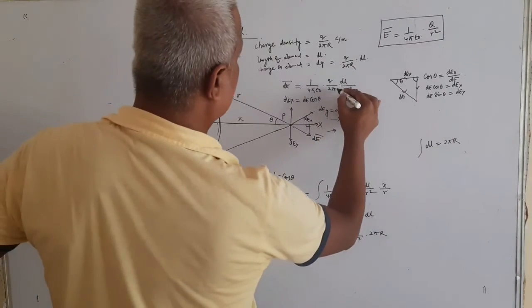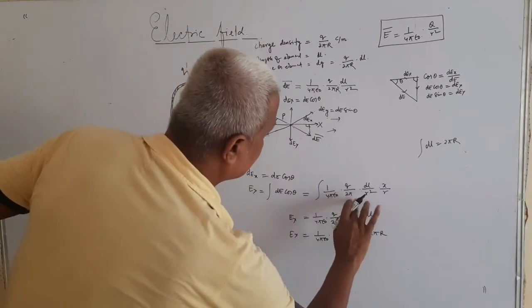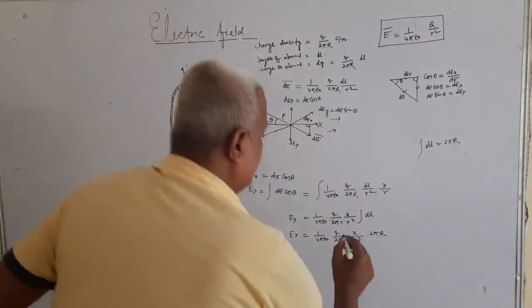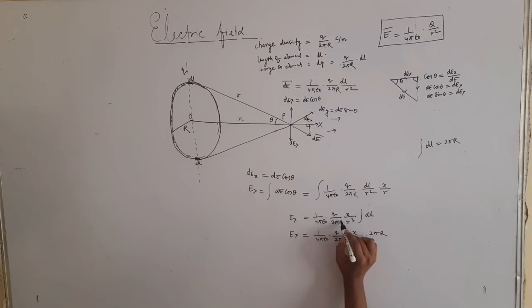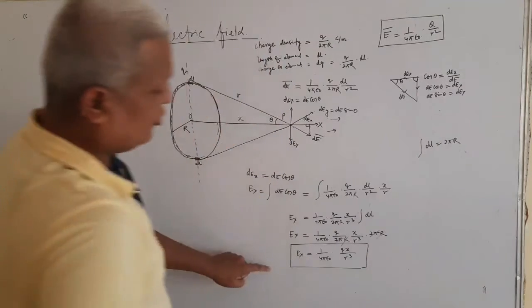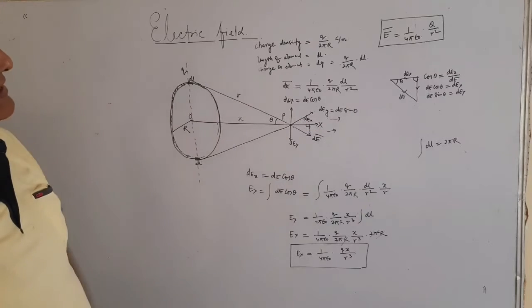This should be capital R, and this should also be capital R. This should be capital R. This is also capital R. So now R and R cancel, and 2 pi cancel. So we get 1 upon 4 pi epsilon naught Q x upon R cube. This is the final expression for this, and this is Ex, suggesting that this one will only be acting along the x-axis.